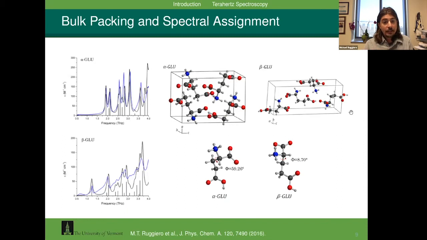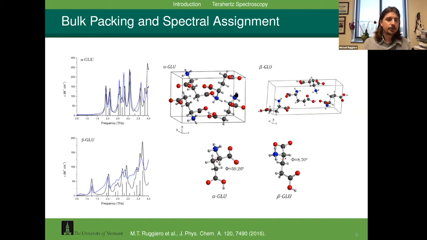But one thing about an early application of terahertz that stands out is that these motions depend on, at the simplest case, two molecules moving with respect to each other. And so what that means is that if you have two different molecular structures, even if it's the same molecule, but they're just packed in three-dimensional space differently, that leads to different types of motions, and those motions happen at different frequencies or different energies. And so what I'm showing you here is actually glutamic acid.